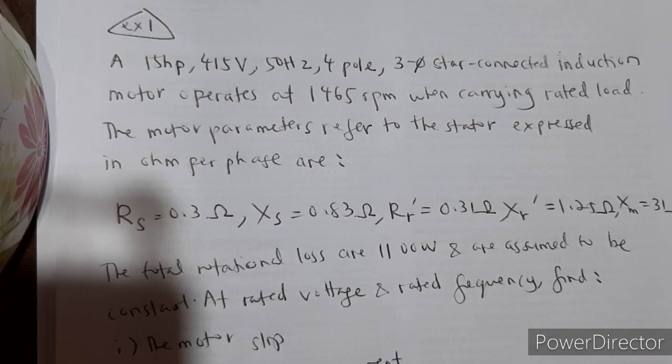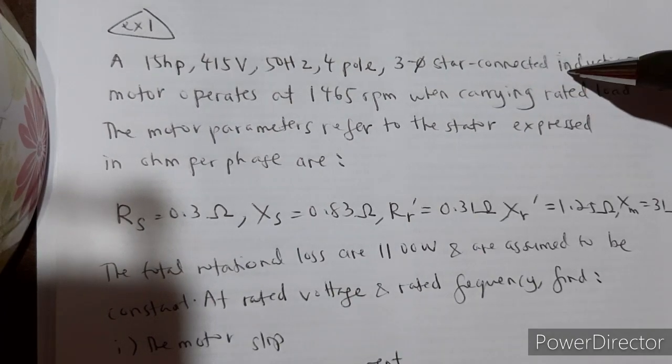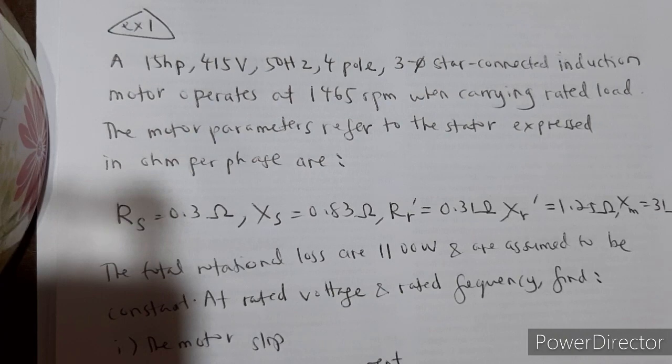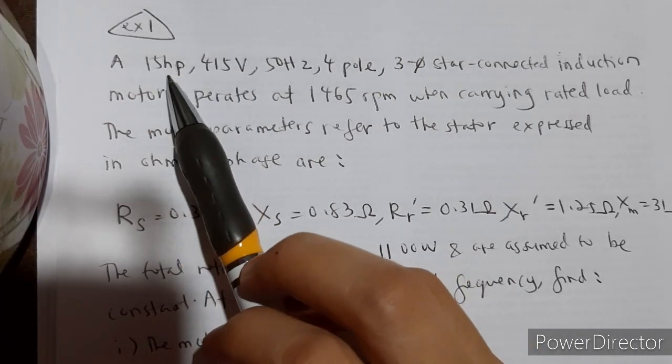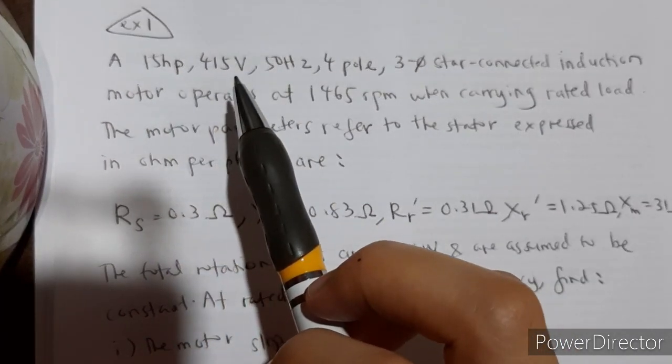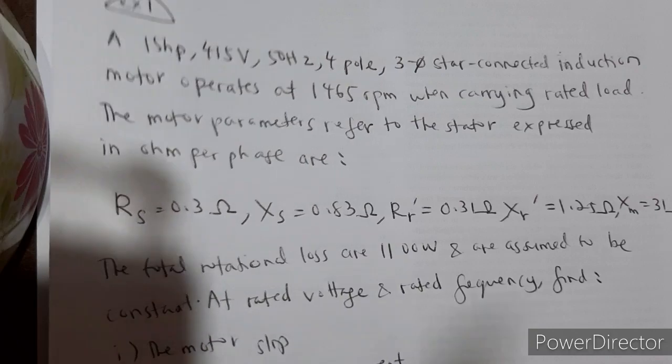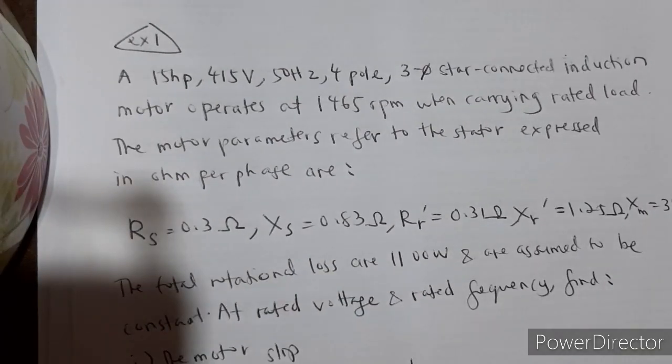This video is going to discuss the solution for example 1 and example 3 from the induction motor slides. Example 1 is for a star connected induction motor and example 3 is for a delta connected induction motor. A 15 HP, 15 volt, 50 Hz, 4 pole, 3-phase star connected induction motor operates at 1465 RPM when carrying rated load.